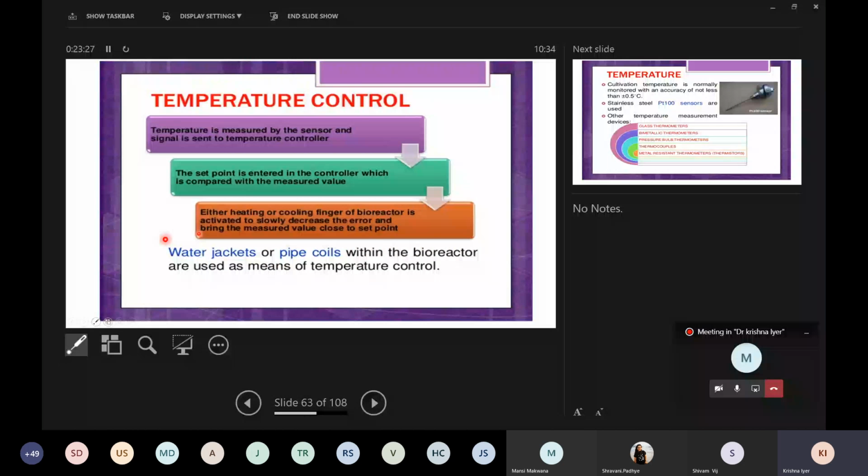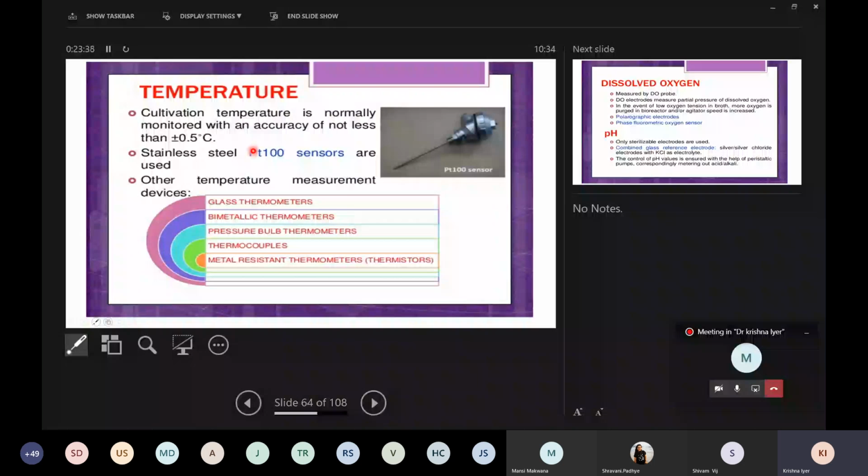Again, as I said, some organisms are very rigid. When that is the case, your reader also should be very accurate and should be able to read temperatures which are very close to each other. Most of the time, you'll use stainless steel sensors, because we are dipping them into the medium. You don't want to put things which are corrosive.